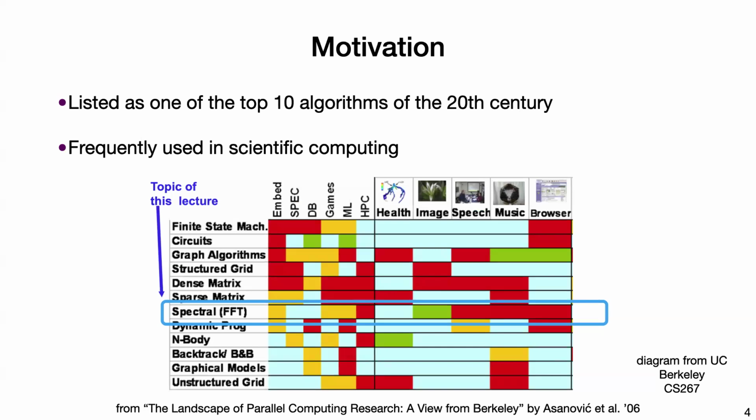This is a table of problems that people are often interested in for performance computing. Many of them we have done, like dense matrix algorithms, and sparse matrix algorithms are what you're doing in the programming assignment. We're going to do n-body simulations next. And FFTs are one of the major ones, and these are the applications they appear in: health, image, speech, music, and browser, and red means that they appear more heavily. So today we're doing FFTs.